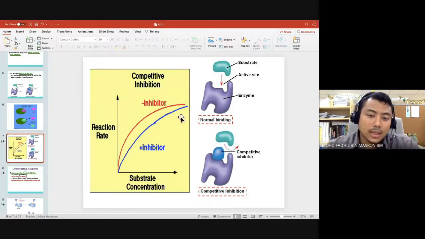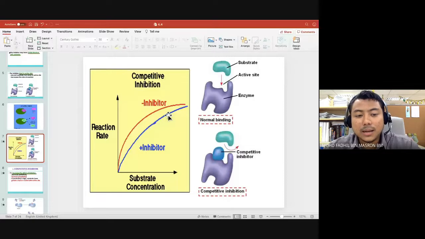Okay, without the inhibitor, tanpa inhibitor tu, ini adalah rate of reaction dia yang normal, yang garisan warna merah ni. With the inhibitor, nampak rate of reaction dia slow. Walaupun as we increase the substrate concentration, the rate of reaction tetap naik juga, makin naik sampai satu masa dia menghampiri untuk bertemu garisan hujung dengan hujung ini.